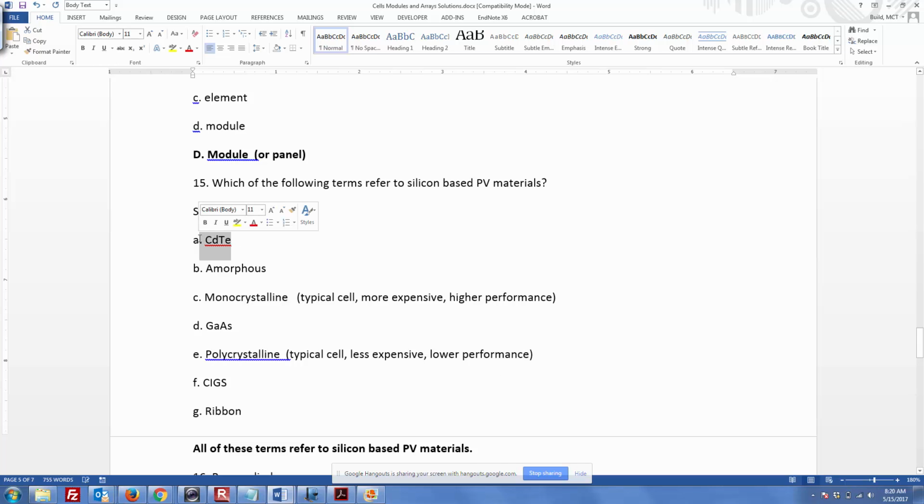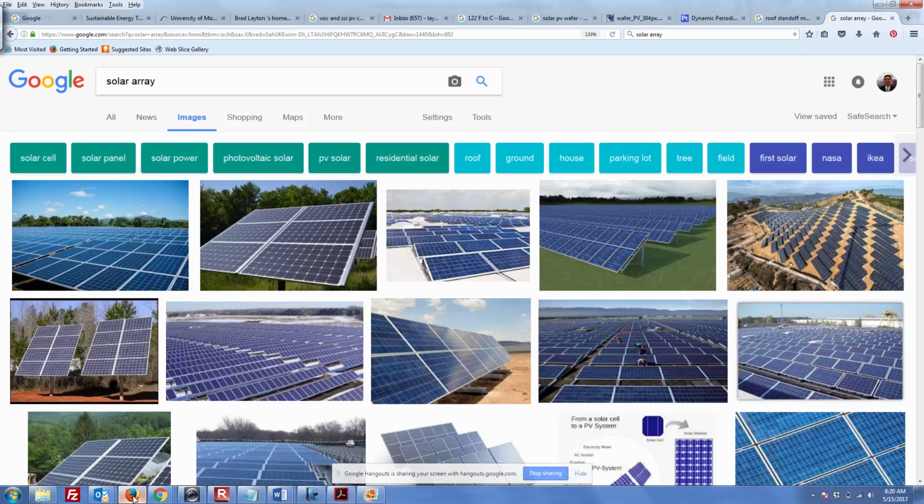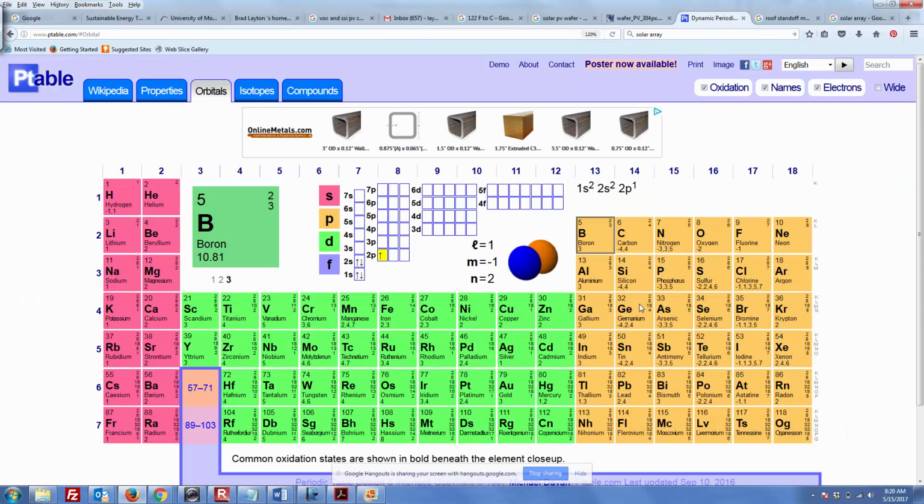Cadmium, tellurium, these are sometimes used in making cells, and gallium arsenide, those are also sometimes used. So here's gallium, here's arsenic, here's tellurium, and there's gallium. So those are also used. Cadmium is over here, number 48.